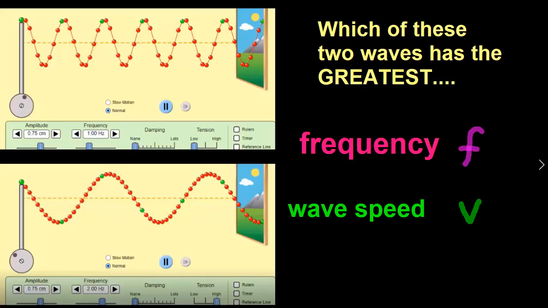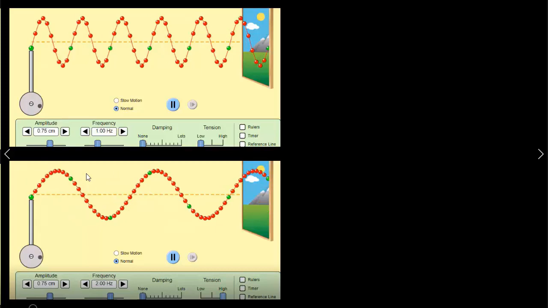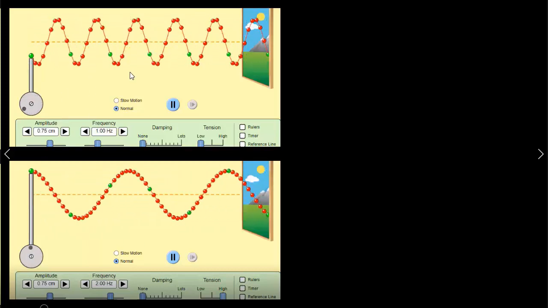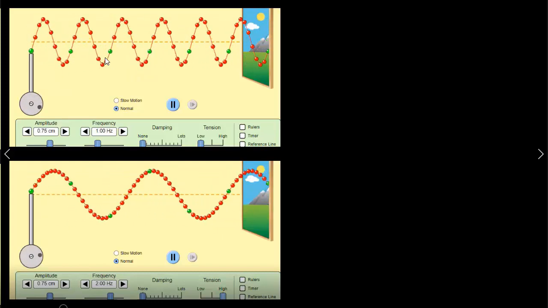Some of you guys are really getting confused between frequency and wave speed. You're kind of mixing up the definitions of these two. So let's use this example of these two waves together. Which of these two waves, the top wave or the bottom wave, would you say has the higher frequency?